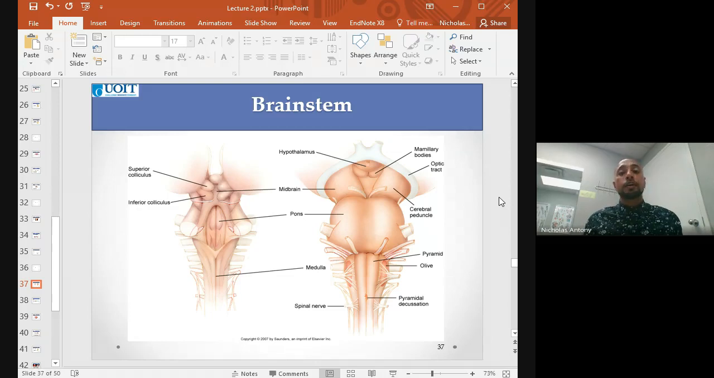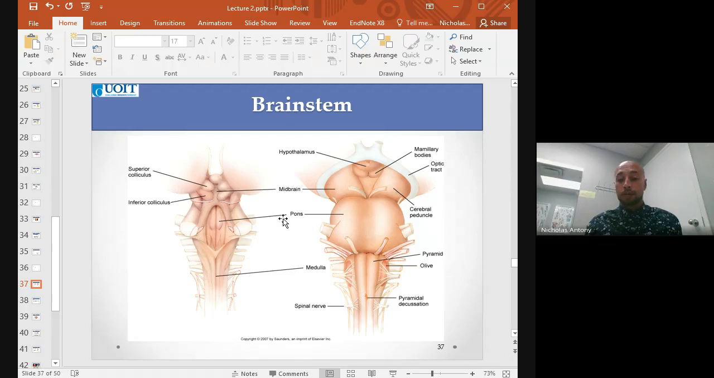The next area of the central nervous system, or the brain, that we're going to be talking about is the brainstem. Now, the brainstem is the evolutionarily older area of the brain. In humans, the cerebrum and cerebellum are what have evolved the most. So a lot of lesser order mammals, we all have brainstems, which have similar looking parts. The brainstem looks like this from the front and like this from behind.